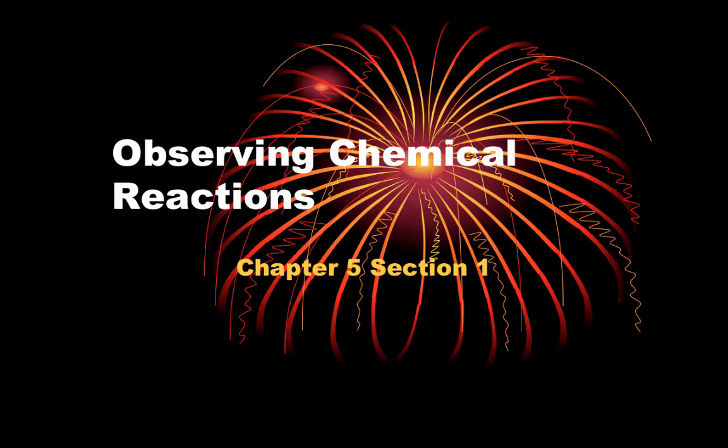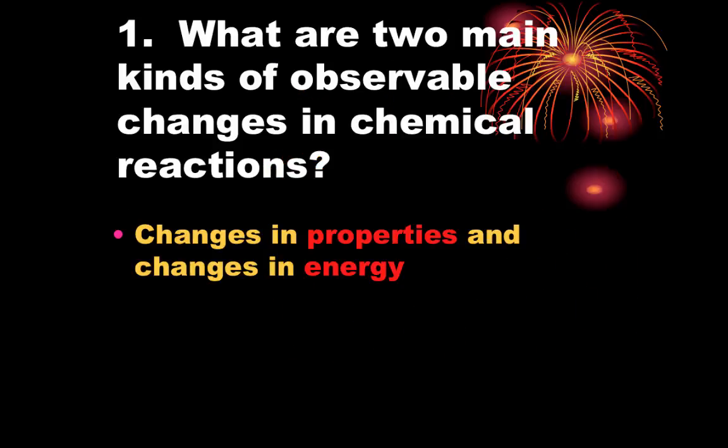Okay, today we're going to take notes on observing chemical reactions. This is chapter 5, section 1. So the first thing we're going to talk about is this type of thing occurs when you have a chemical change. And there are two main kinds of observable changes, and that's going to be a change in properties. So you might see a color change, the production of a gas, a precipitate might be produced, or a change in energy. So that's going to be like you're going to notice a temperature change, whether it gets colder or gets warmer.